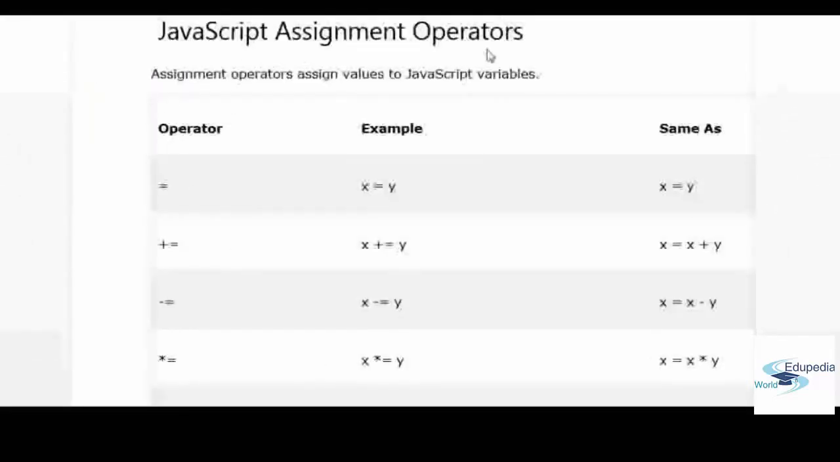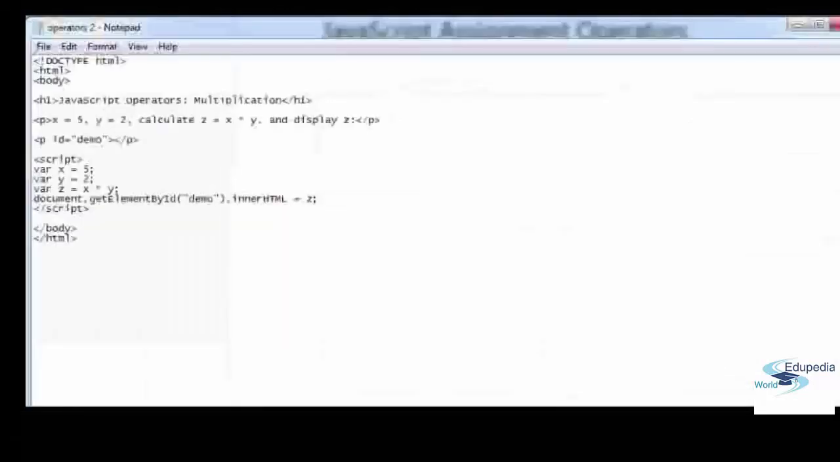Okay, JavaScript assignment operators assign values to JavaScript variables. You have an equals to sign. Remember, the assignment operator, the equals to sign, assigns a value to a variable, just like we did here.